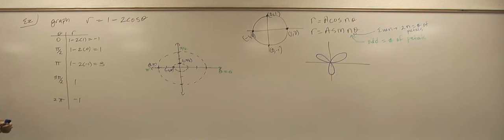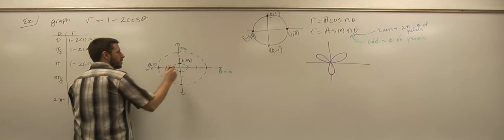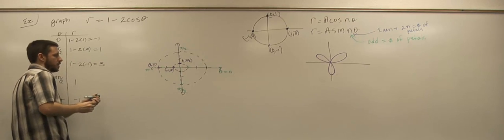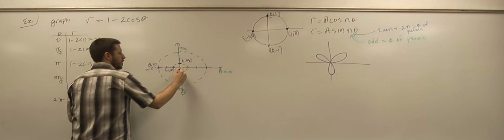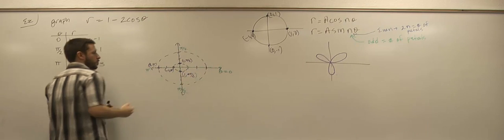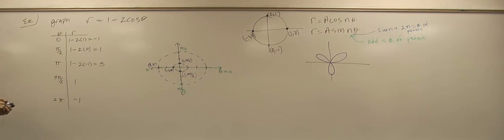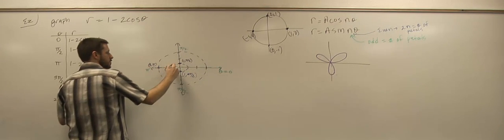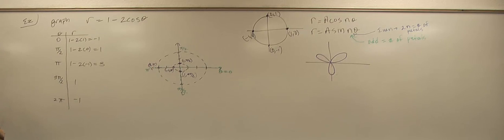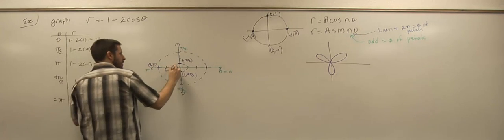Three pi over 2, you're down at 1. So 3 pi over 2 is this way. Down at 1. And then 2 pi, you're back at negative 1. So at 2 pi, you end back over here. Any idea what this might look like? Is it like a rose petal? So, yeah, you can guess this.